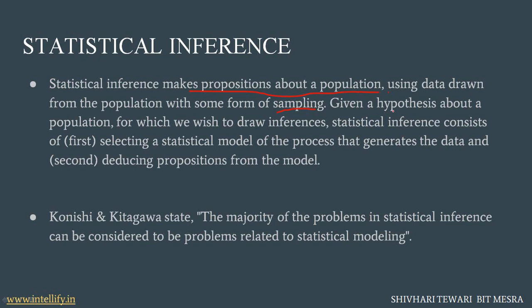A hypothesis about the population for which we wish to draw inferences consists of two basic things. One is selecting a statistical model: what kind of statistical model is used in the process of data generation? Because we have learned previously that inference is all about data generation. And second, what will be the proposition from that data model that we are going to use. So this is how statistical inference is defined.